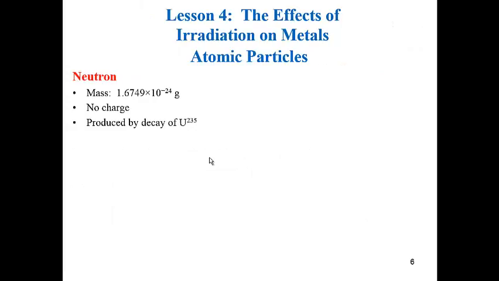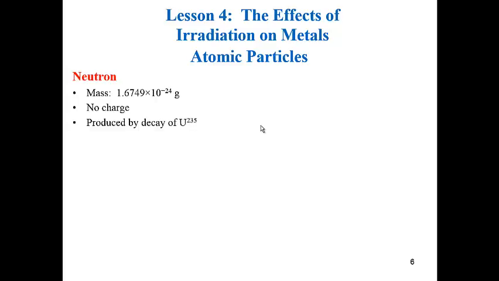Let's first of all look at some of the atomic particles we're talking about. It's important to get a feel for their size and the structure of the atom and the mass. So the neutron has a mass of 1.6749 times 10 to the minus 24th grams. You aren't going to weigh that on your kitchen scale easily.